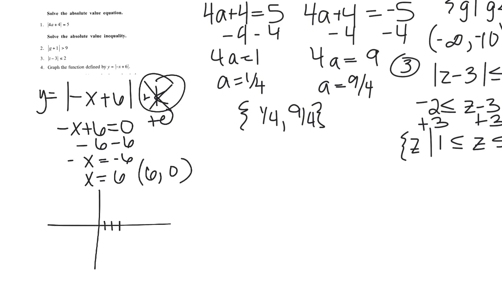And it's at positive 6, because if you look at your h would be negative 6, but the negative in front of the x makes it a reflection on the y-axis. That's why it's over at positive 6. And then we have a slope of 1. So from here, we're just going to go up 1 over 1, up 1 over 1, and make our v. If the negative was on the outside of the absolute value, it would be upside down.